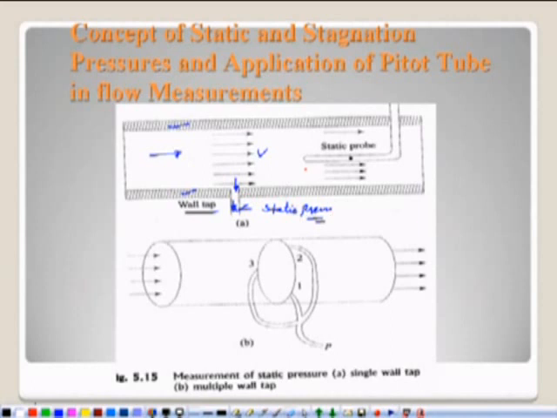right. And if we want to know when this velocity is reduced to 0 at this point, what is the velocity? Velocity is 0. When velocity is retarded to 0 at some point, then at this point the pressure will be equal to stagnation pressure or total pressure. Stagnation pressure or total pressure. So what is the difference between stagnation pressure and static pressure?